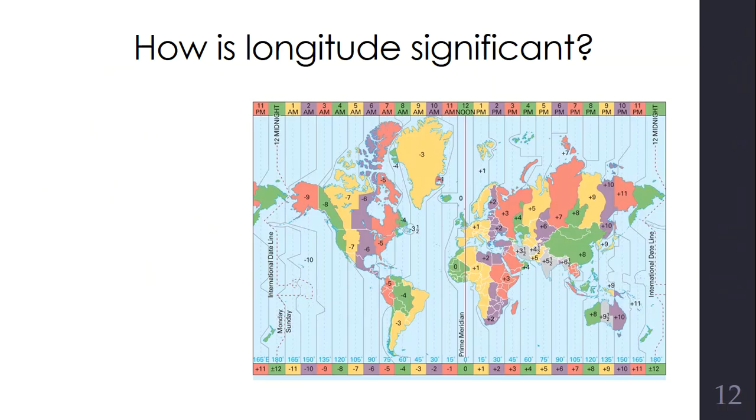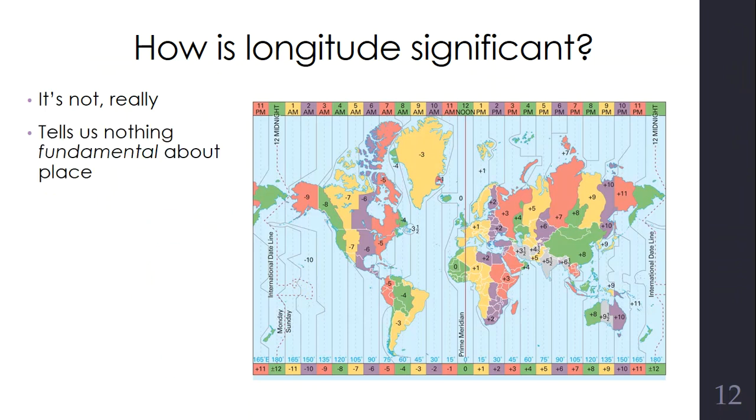And so how is longitude significant? It's not really. It doesn't tell us anything fundamentally about a place. What it does do is we loosely use it to determine time zones. Time zones are also divided along political borders in the United States, along state lines. Time zones, though, you can see here, China has chosen to be all on one time zone.